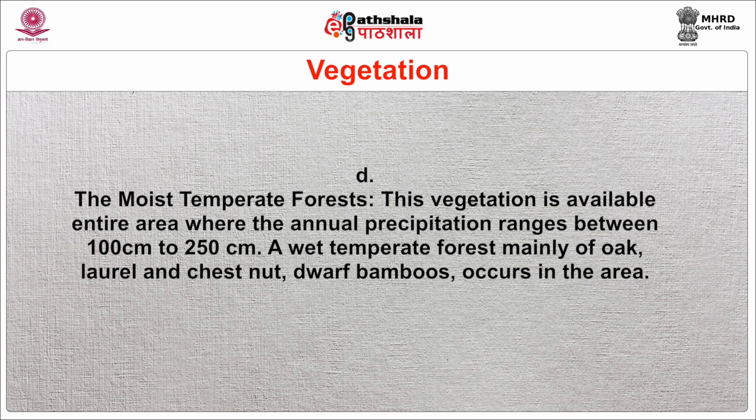Then the fourth in the category is the moist temperate forest. This vegetation is available in the entire area where the annual precipitation ranges between 100 centimeter to 250 centimeters. A wet temperate forest mainly of oak, laurel and chestnut, and dwarf bamboos occurs in the area.